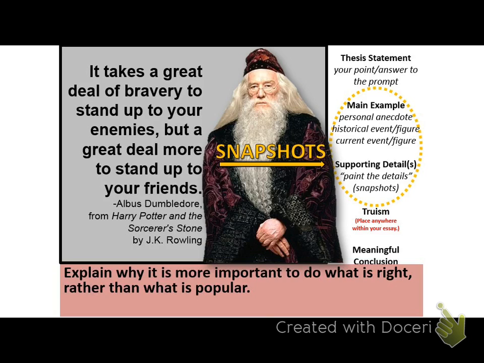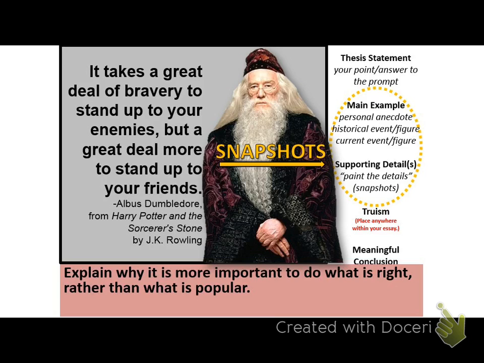It is the most important part of your essay. To support your thesis statement, you must have a main example using either a personal anecdote, which is a story or an experience that you are personally acquainted with. You can also refer to a historical event or a historical figure, or you can refer to a current event or a current figure. Now, in order to further explain your examples and to further prove your thesis, you will use supporting details in the form of snapshots, which will paint a perfect image for your reader and help to further support your claim.